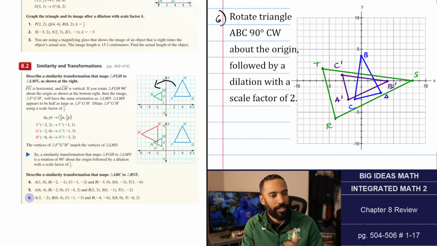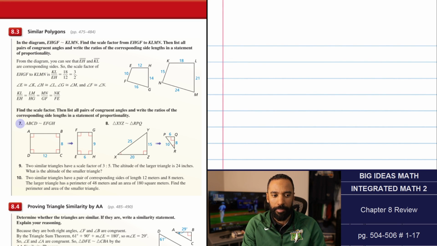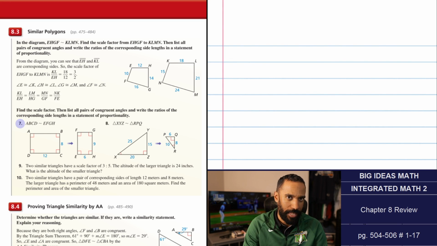All right, there is the last one. I don't know, I think it's the last one for 8.2. Yep. Let's go ahead and move forward to 8.3. Probably less on graphs. I'm looking forward to that, actually. A little less on graphs.